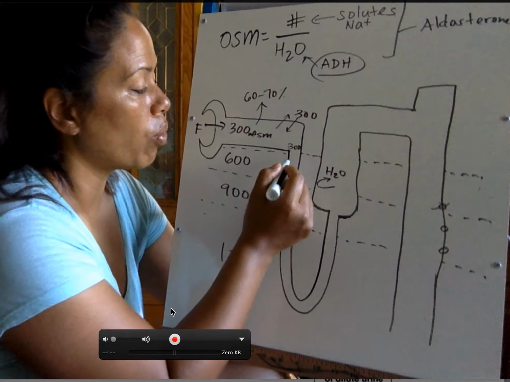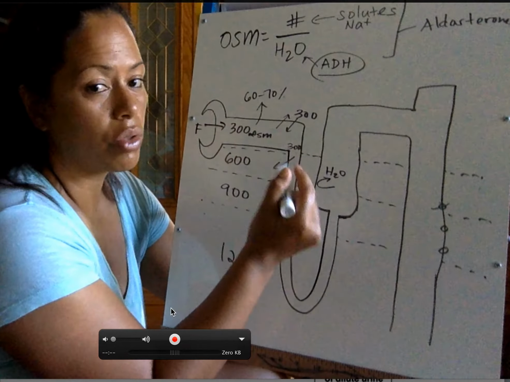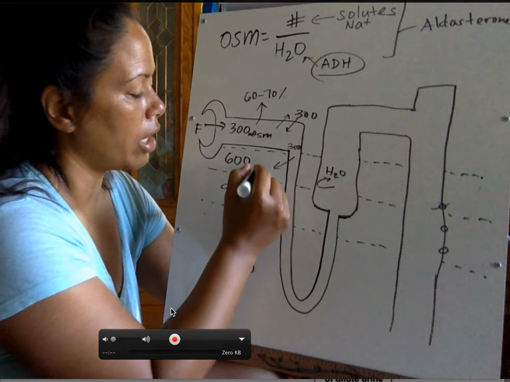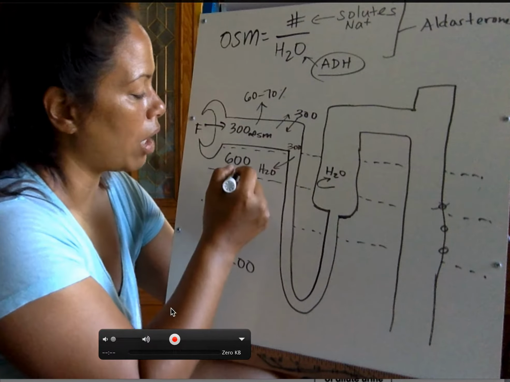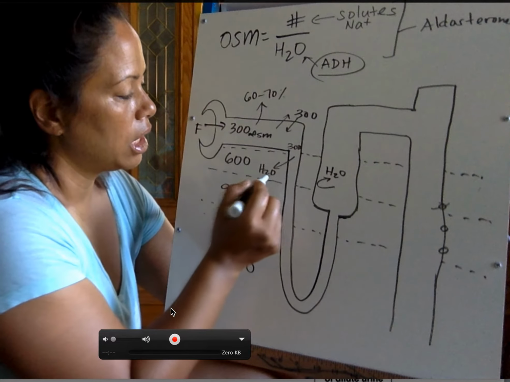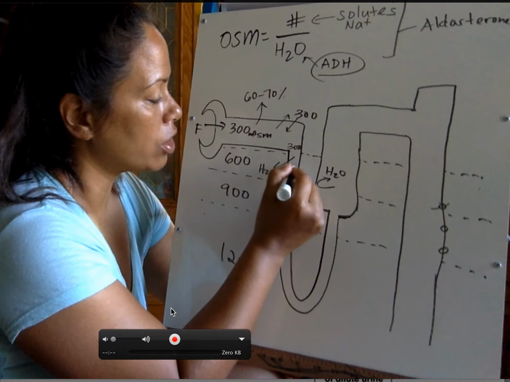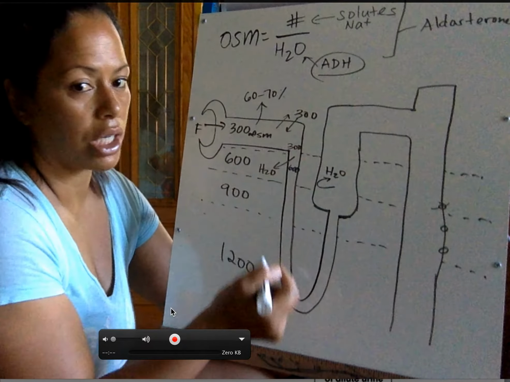So where does water want to move? Water wants to move from an area of low solute concentration to an area of high. So water will start to move outward into the kidney, or back into the body. What happens to the concentration inside? Well, it starts to eventually match the concentration outside.